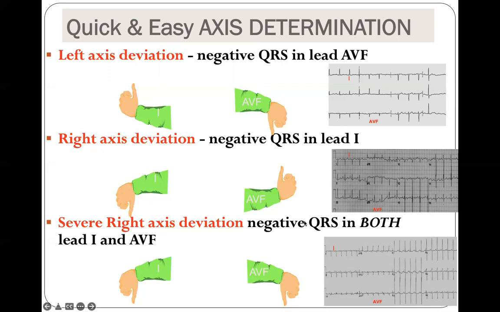I hope I have made it more simplified. I want you to know that the electrical axis gives me an idea and imagination about the position of the heart inside my chest cavity. Is it in its normal position? Is it shifted more to the left side, or more to the right side? So it gives me an idea about certain pathologies, as we have mentioned in this video. I hope I have made this concept more simple.